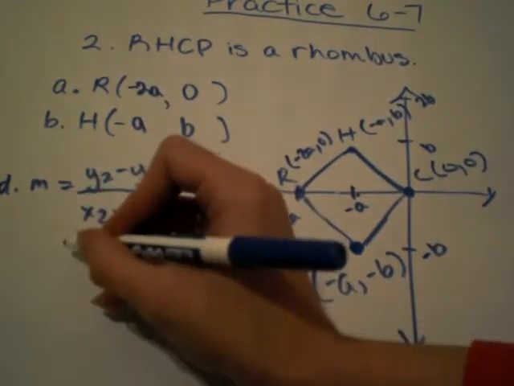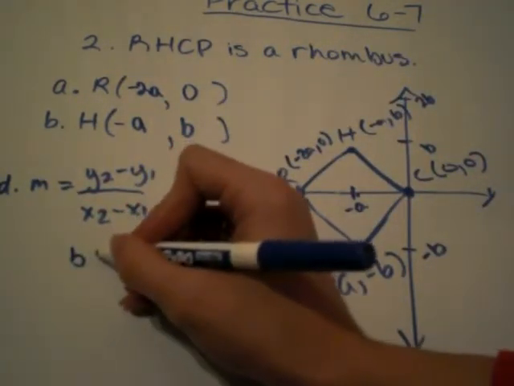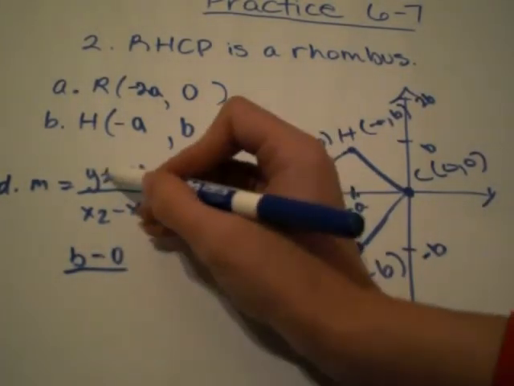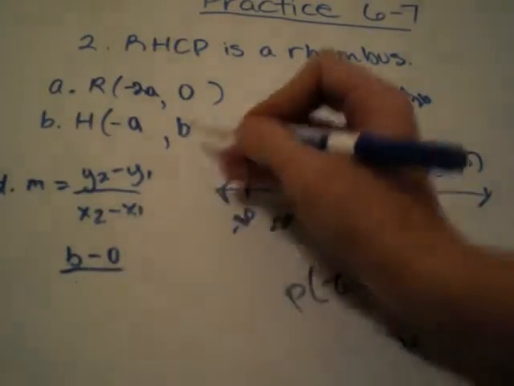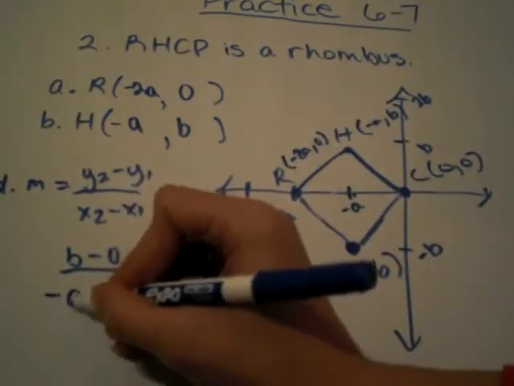So we're going to subtract y's. I'm going to go ahead and put the b in front. So b minus 0 will be on the top. And again, that's y2 minus y1. And since I put b in front, -a has to be in the front on the second part.